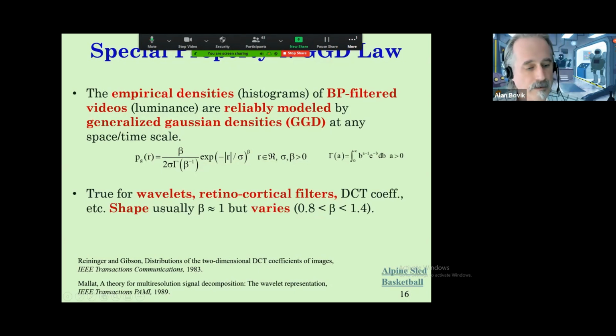Later, the great wavelet theorist Stéphane Mallat observed this to be the case for all the kinds of wavelets he was studying back then. And for all sorts of other kinds of bandpass filters, including the kind that we like to use in video processing and to model the visual brain. Typically, this coefficient, which is called the shape parameter, lies around the value of 1, but you see some variation.